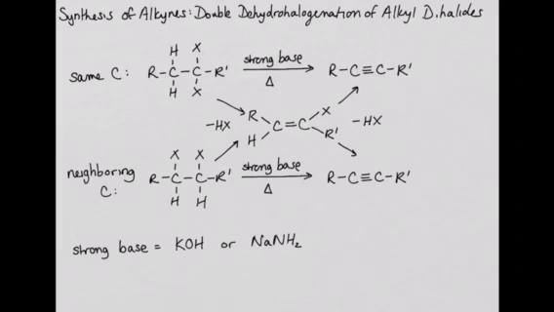If there are two possible alkynes with different substitution that can be formed, the potassium hydroxide will favor the formation of an internal alkyne, while the sodium amide will form the terminal alkyne. Now, let's look at some examples.